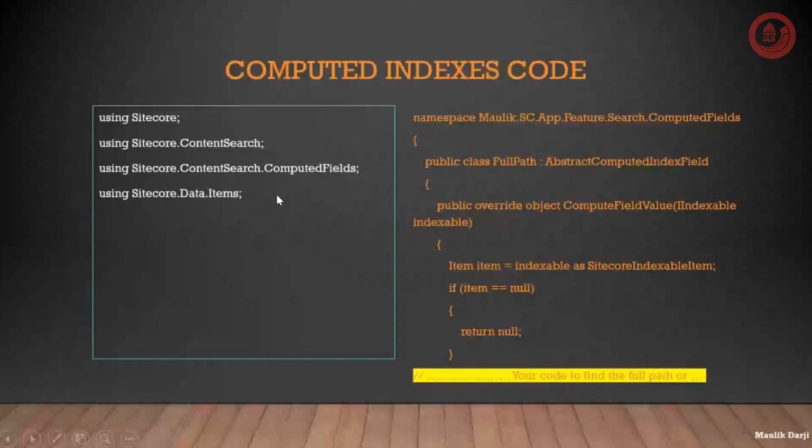And these are assemblies. So starting code, your assemblies, and the yellow marking is whatever code you want to add. This is your computed indexes code. And this is going to help you. This is going to work on all of your indexes, not just specific to SearchStudio.